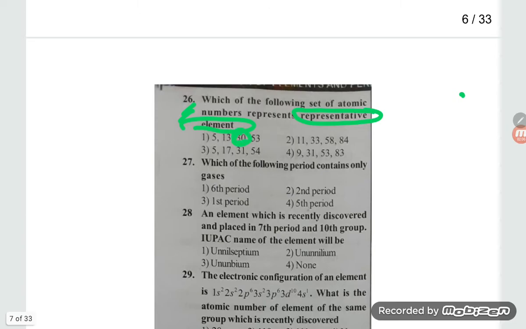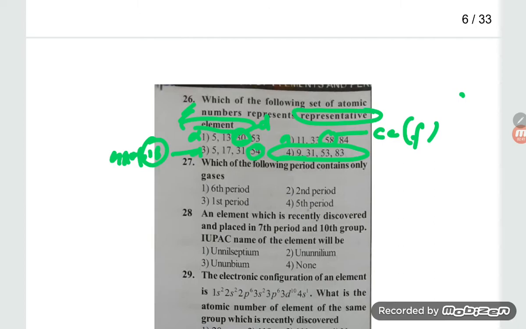30 is zinc, that is D block, so this is the wrong answer. 58 is cerium, that is F block, so this is also wrong. Here is 5, 17, 31, and 54. 54 is group 18, and group 18 has the noble gases, all are gases, so this is also wrong. 9, 31, 53, all these include solid, liquid, gas, so this is the representative element. So the correct option is option number 4.